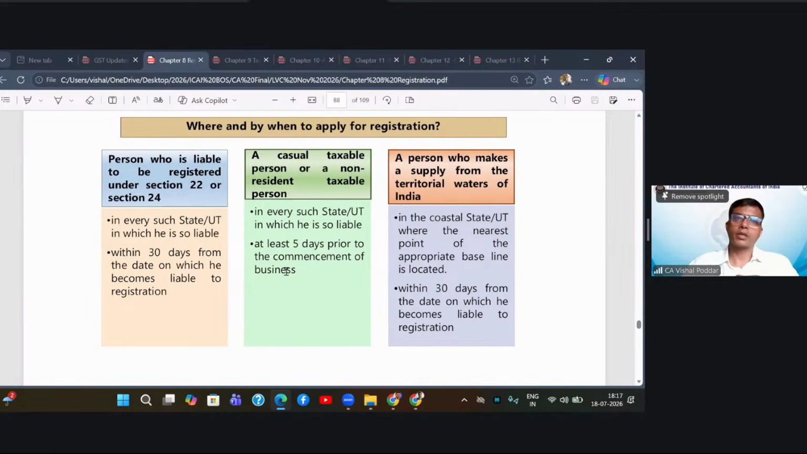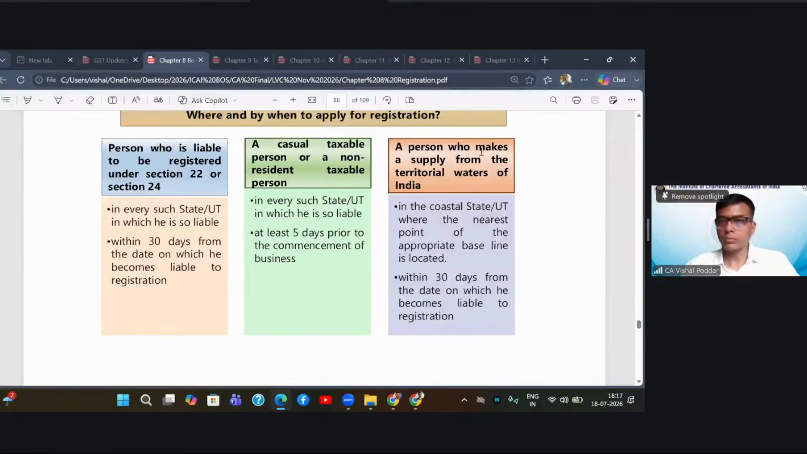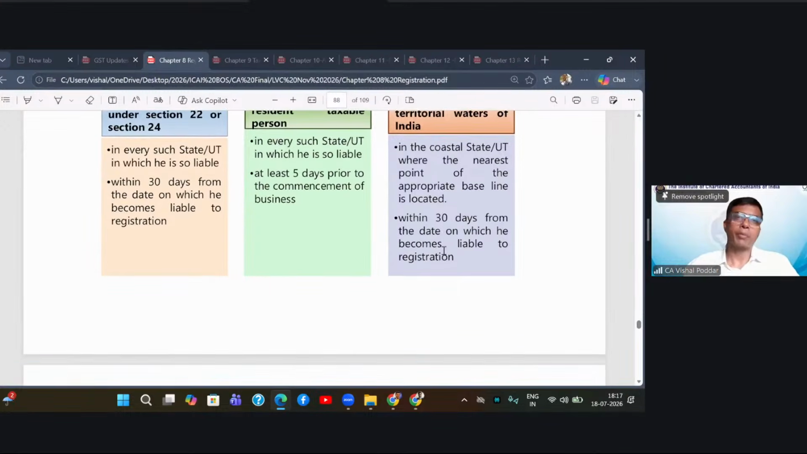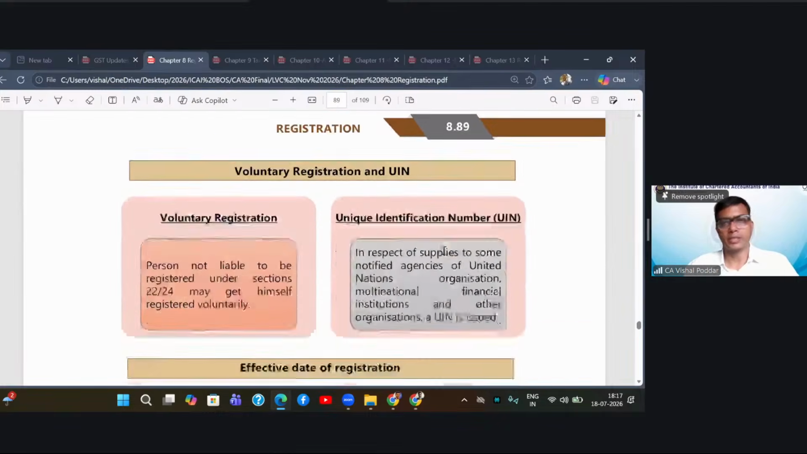So in other cases, the 30 days was after you cross the turnover or after you do that transaction. After that, you have a 30 days window. Here you are supposed to take registration 5 days prior. Then a person who makes supplies from territorial waters of India. So wherever your place of business is in the territorial waters, now the question will come, in which state? The answer is you have to get registered in the nearest coastal state from your place, which is in the territorial waters. And again, the application has to be done within 30 days.